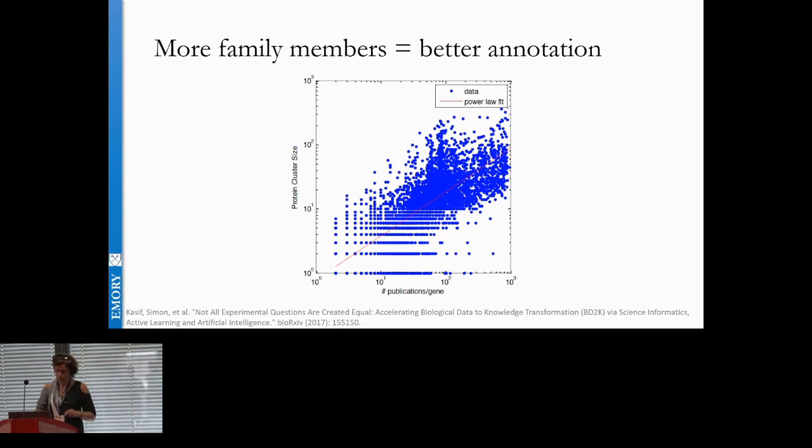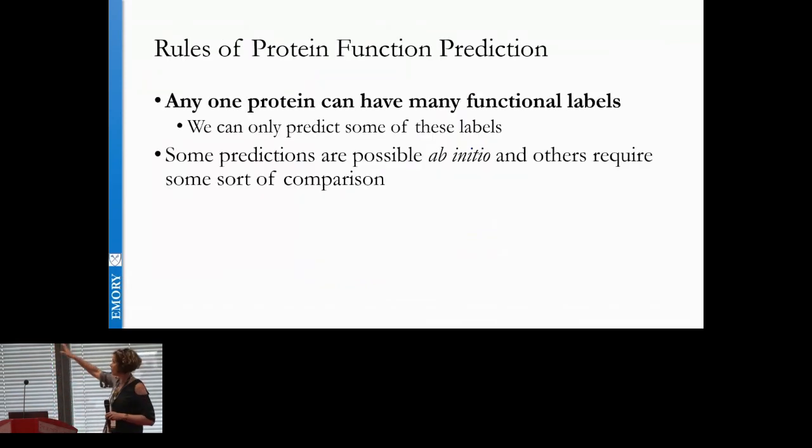And so for the rest of this talk, I'm going to use a couple of rules for protein function prediction, right? So one is any one protein can have many functional labels. Depending on what your annotation is, you could have as many functional labels as you want. And individual tools will only predict some of those functional labels. And at any given point in time, you may or may not have all functional labels that you are interested in for one particular protein.